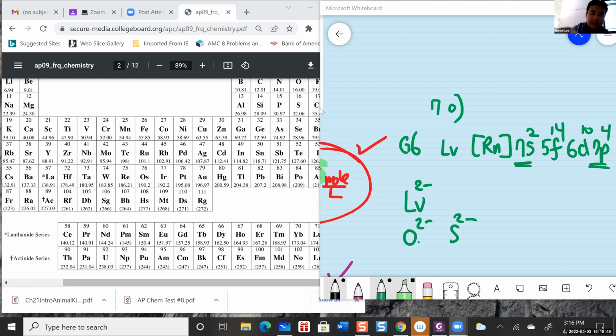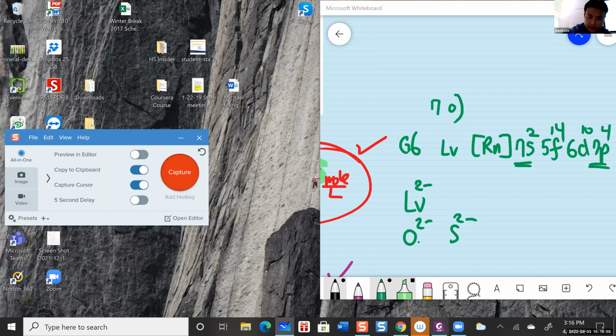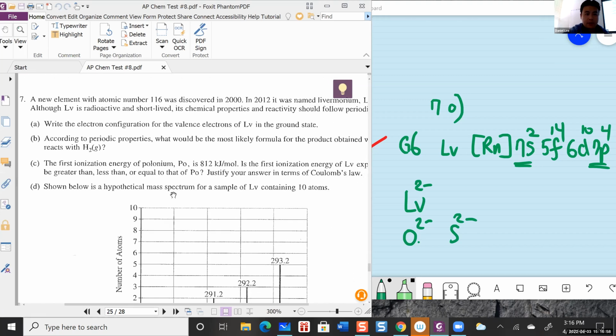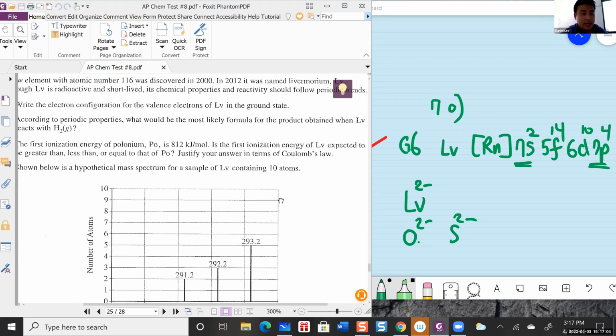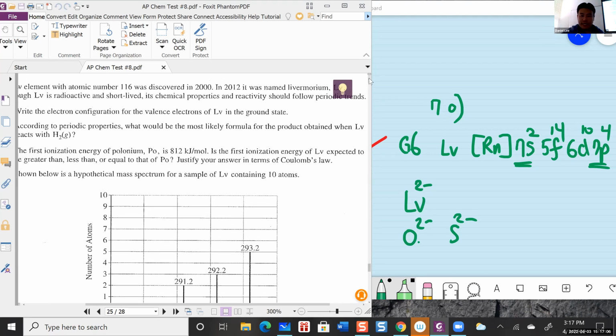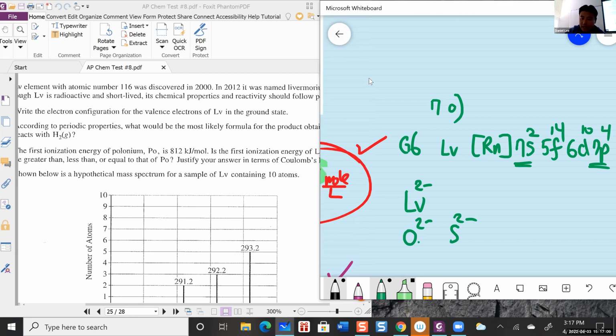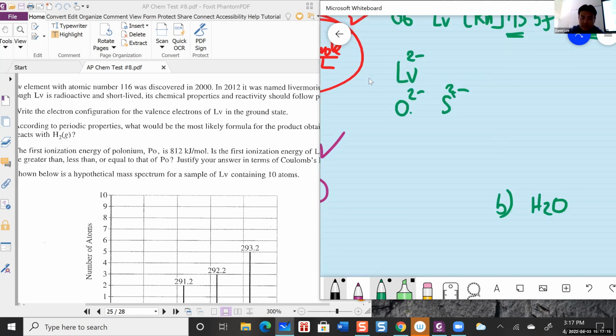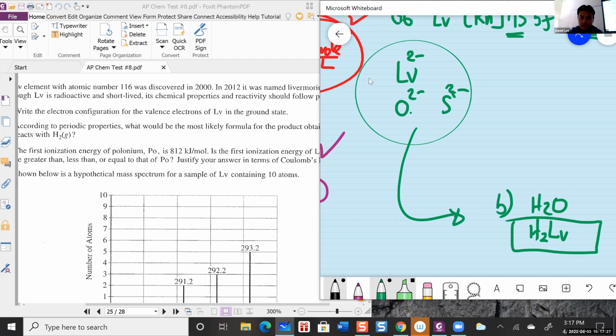So finish it, and let's look at the next one. According to the periodic property, what is the most likely formula for a product of a reaction between LV and hydrogen? Well, it's the same way as H2O. Hydrogen and oxygen is H2O. So what do you think it is with LV? It will be H2LV. Again, the reason is because LV is 2 minus, just like oxygen is 2 minus. So the answer is H2LV. So super easy, 1 point each. Okay, and we're almost done.